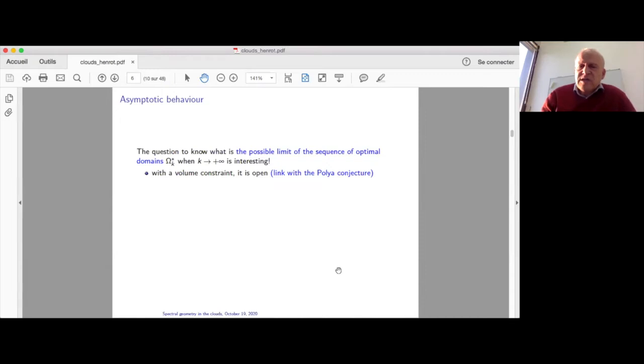Okay, so let me come back to that question of asymptotic behavior. The question is, okay, for any k, we have an optimal domain, say omega k star. What happens when k goes to plus infinity? Does my sequence of optimal domains converge?